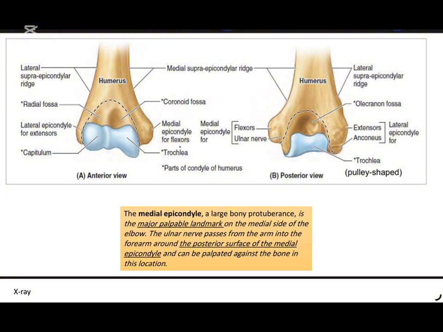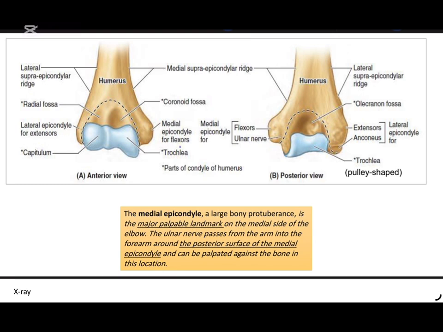A very important structure passes posterior to the medial epicondyle, which is what? The ulnar nerve. Okay? That's why when you hit your elbow like this posteriorly, what do you feel? Like electricity going where? To the hand. Why? Because you hit the ulnar nerve, which passes here behind the medial epicondyle, where it becomes superficial. So when you hit this area, you can hit the ulnar nerve.